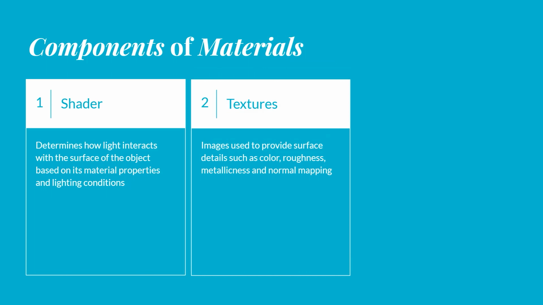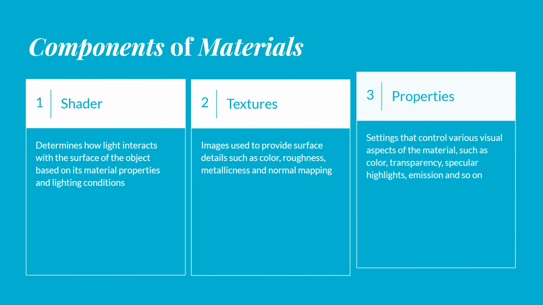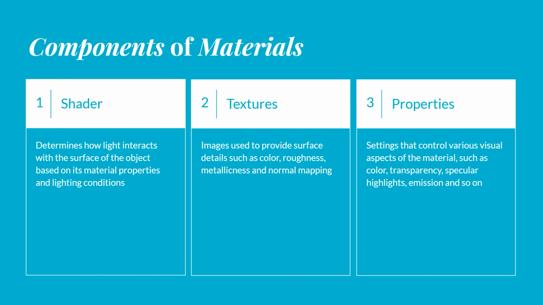The second one is the texture, where we use images to provide surface details such as color, roughness, metallicness, normal mapping, and so on. The third component is properties, which control various visual aspects of the material such as transparency, specular highlights, emissions, and so on. So these are the basic components of a material, and let's go back to Unity and see how they work.